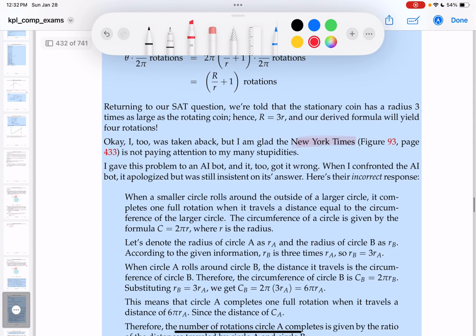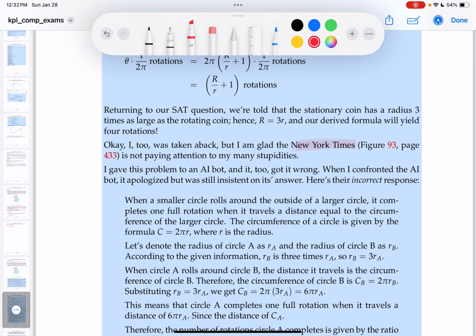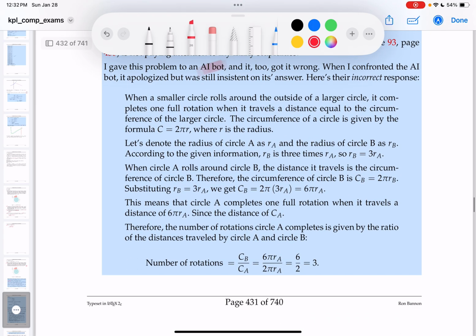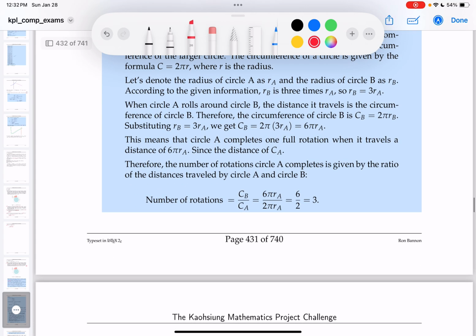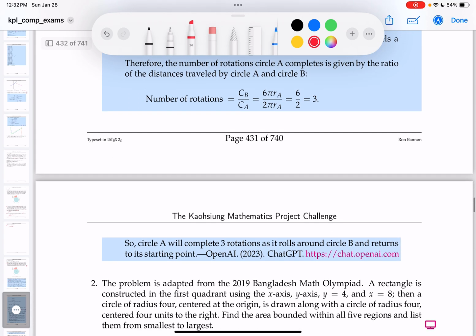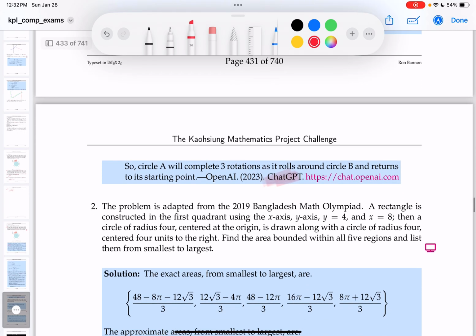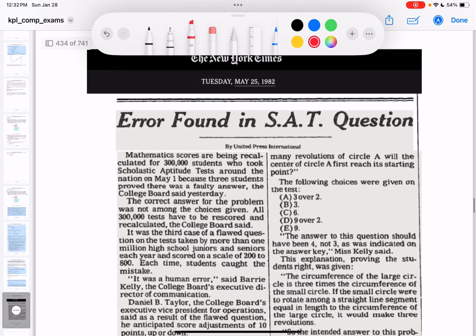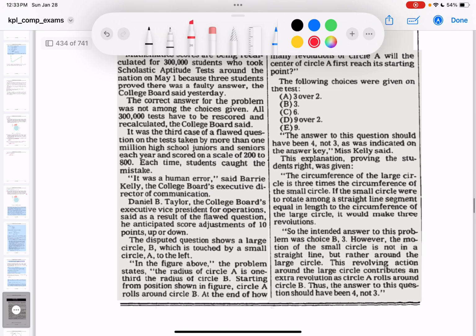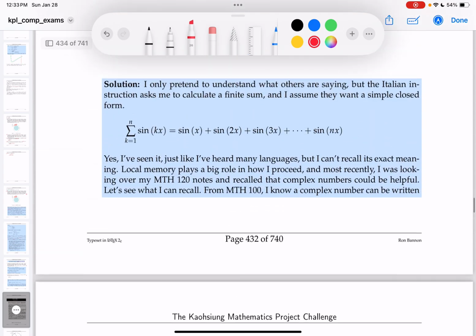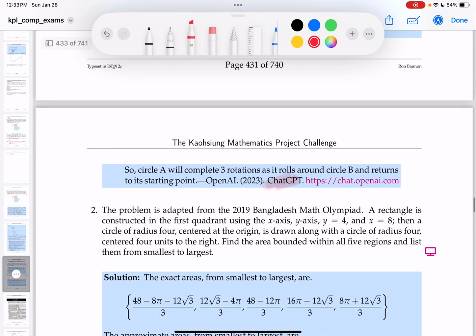All right. By the way, I also went to an AI bot. I think it was ChatGPT. Can't really remember. I asked it the question, and it got it wrong too, by the way. But I'll be honest with you, very convincing. Yeah, it is ChatGPT. Very convincing. All right. I want to show you what the New York Times article is. I think it's over here. Error found in the SAT question, and this goes back to May 25th, 1982. I actually had to use the New York Times Time Machine to get the article, by the way. Anyway, let's go back. Let's see what we got over here.